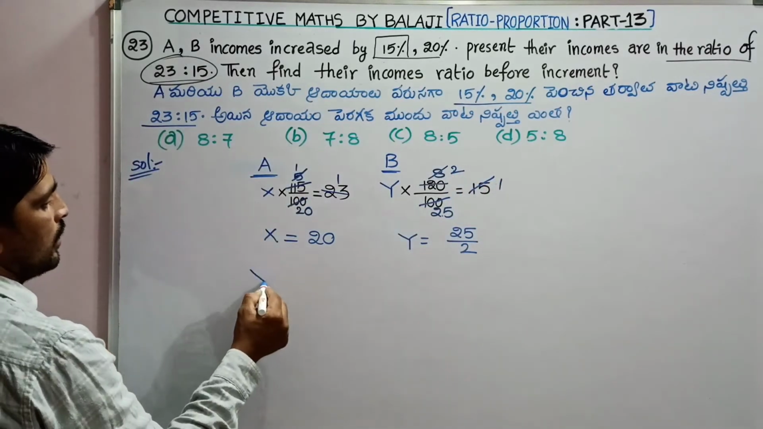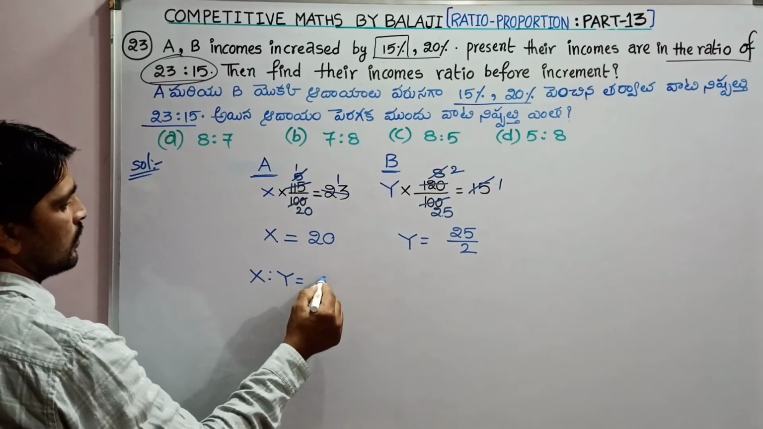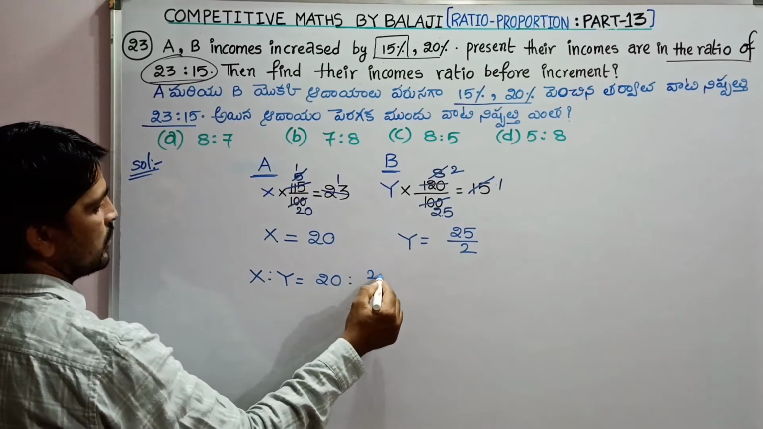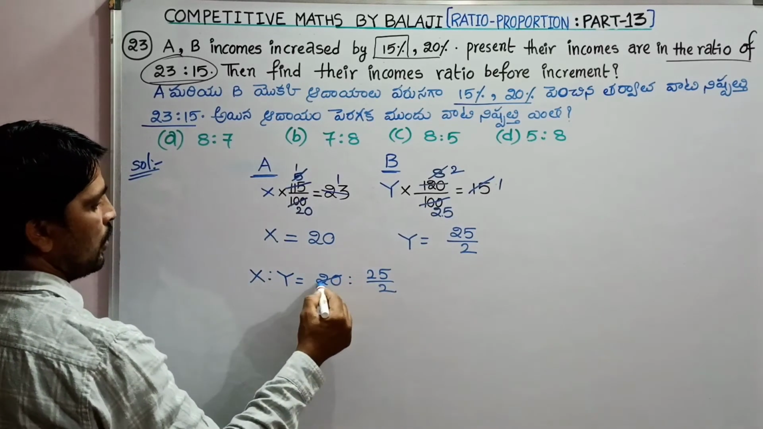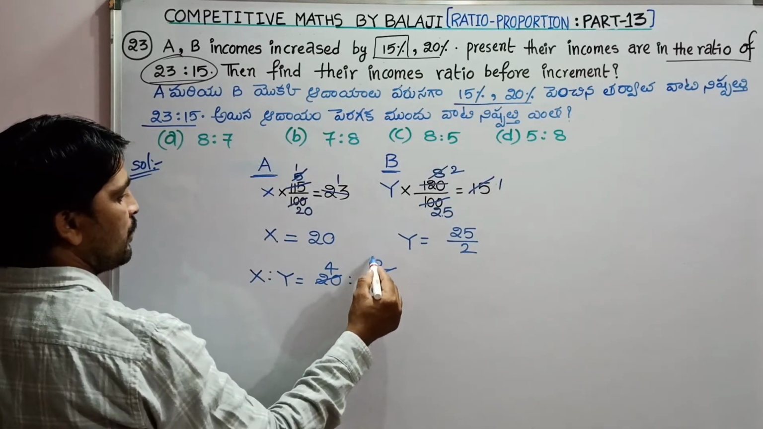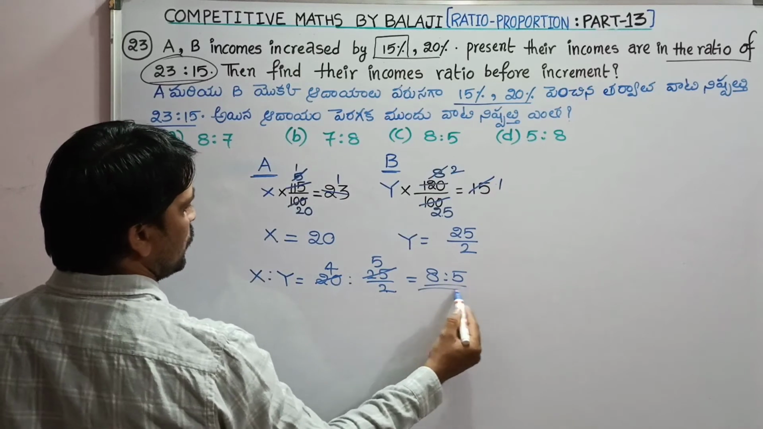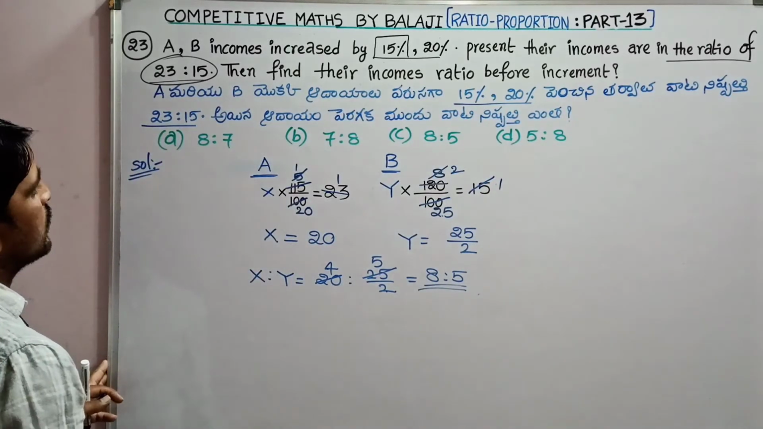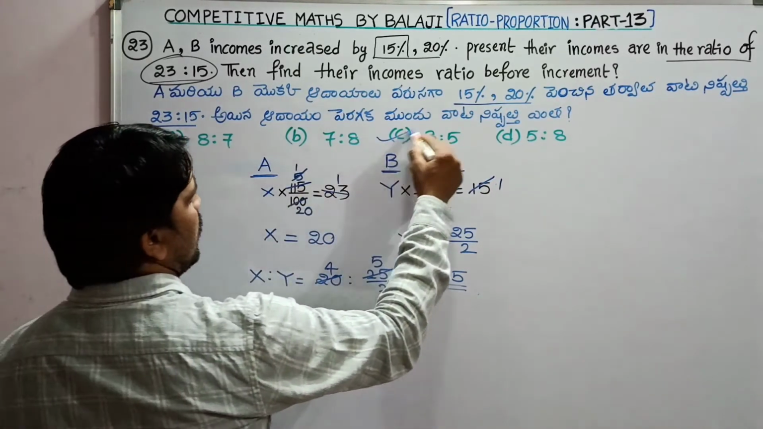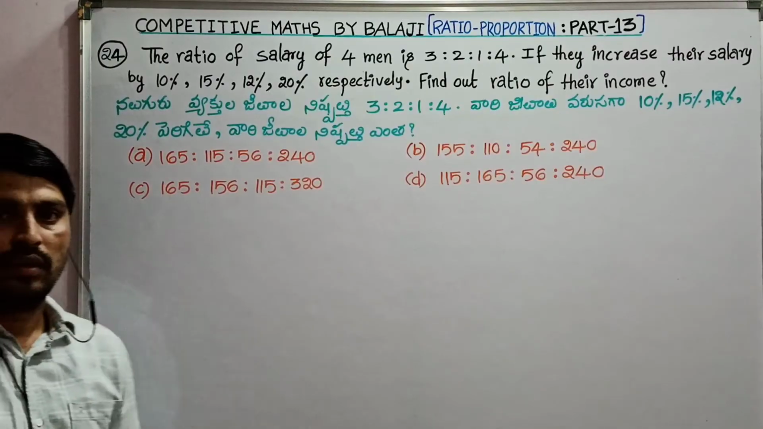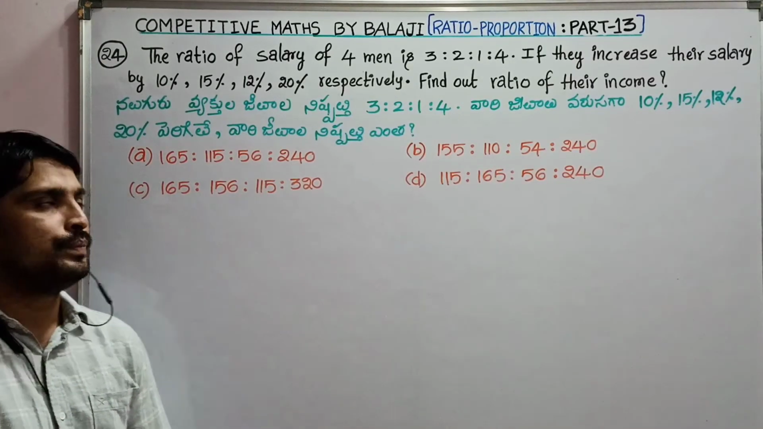So we have to find x is to y. 20 is to 25 by 2. 5 fours, 5 fives. That equals 4 twos are 8 is to 5 is the answer. So the initial ratio of their incomes is 8 is to 5. Answer is C. Next, 24th question.